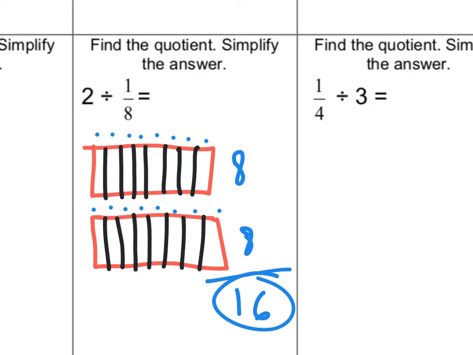You used to have 2 wholes. Now you have 16 little smaller wholes because you're dividing by 8ths.